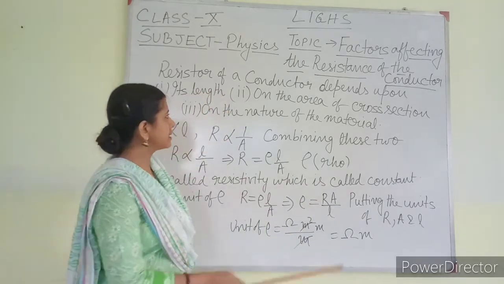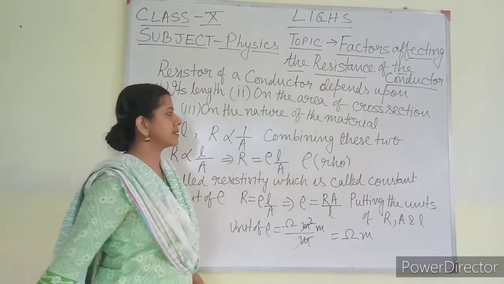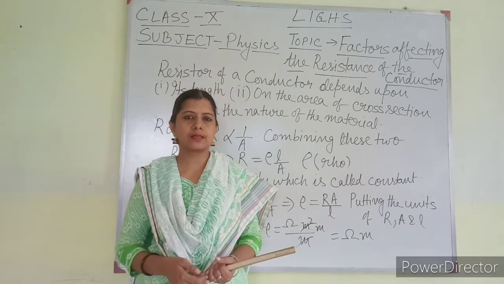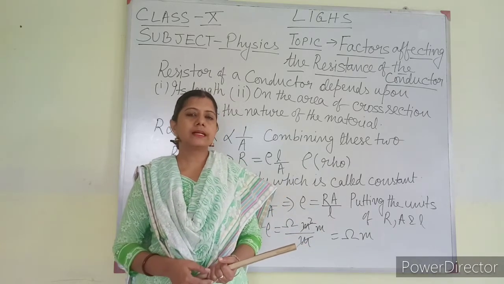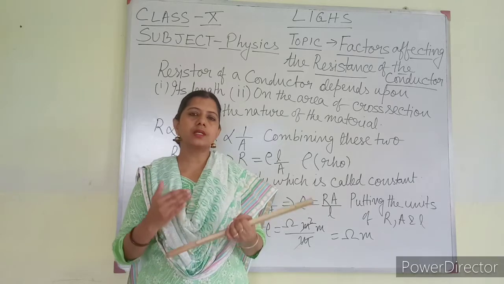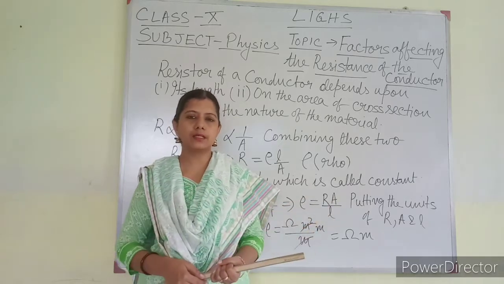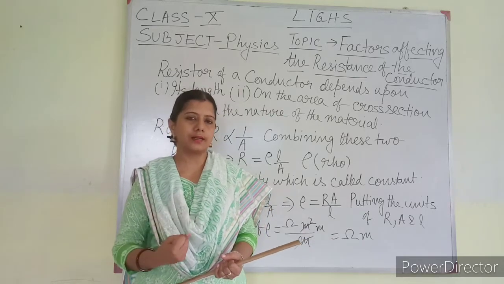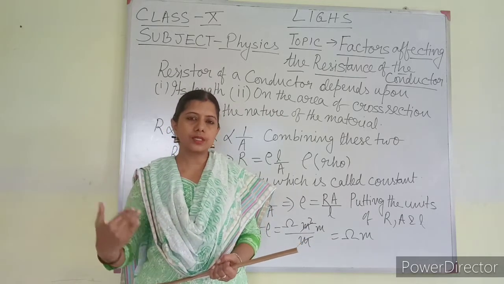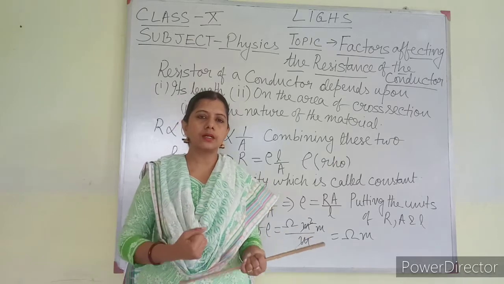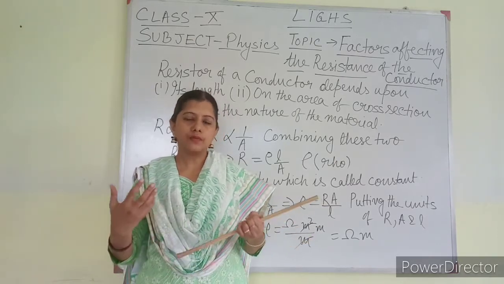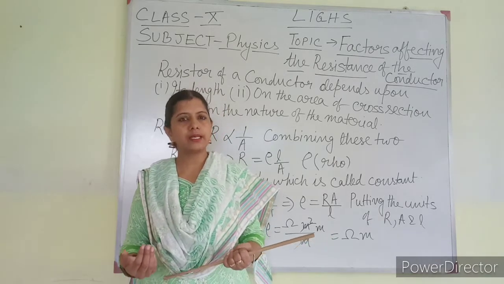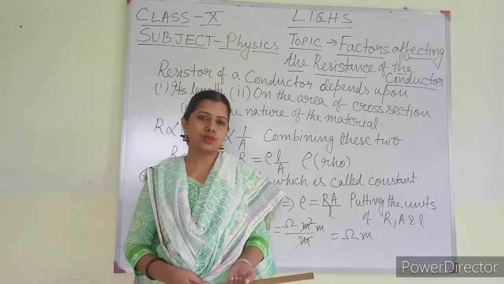Today my topic is factors affecting the resistance of a conductor. In the previous video I told you what is resistance. I want to recall, resistance means the obstruction in the path of the flow of electricity. That obstruction is offered by the conductor. When the electricity is passing through the conductor, the conductor is opposing the flow of electricity, and that is called resistance. The formula has already been given earlier according to Ohm's law.